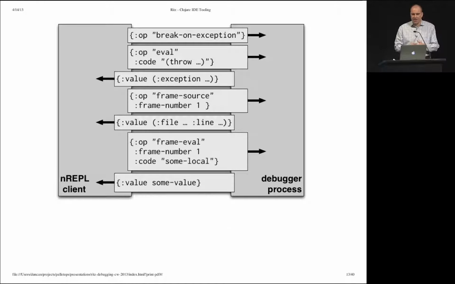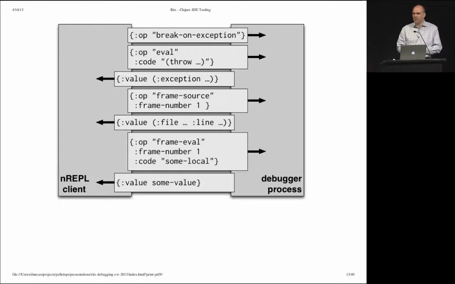So this is just another example of how the debugger middleware works. When you type Alt-X break on exception to turn on breaking on exception, it sends a message to the debugger process. There isn't a reply at that point. It's doing what would be equivalent to long polling in HTTP.